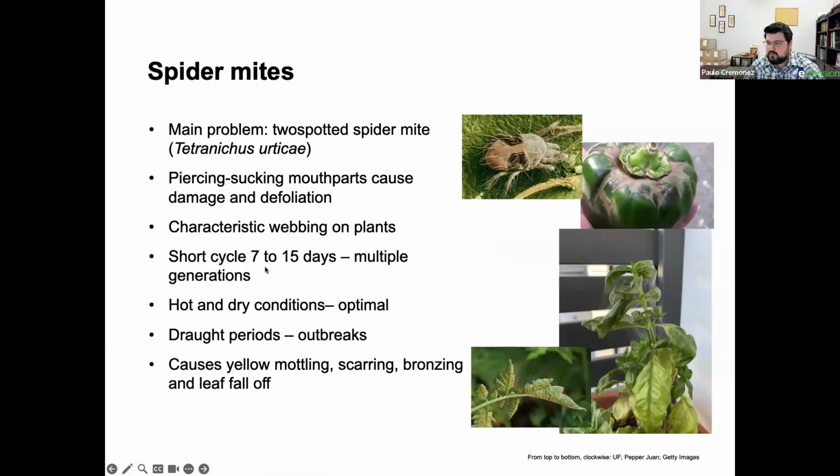They do have a short cycle, 1 to 2 weeks, so they can provide multiple generations in a season. Hot and dry conditions and drought periods are optimal for them, so this will result in outbreaks. And the initial damage is notable for yellow mottling, scarring and bronzing of the leaf, and the leaf can fall.